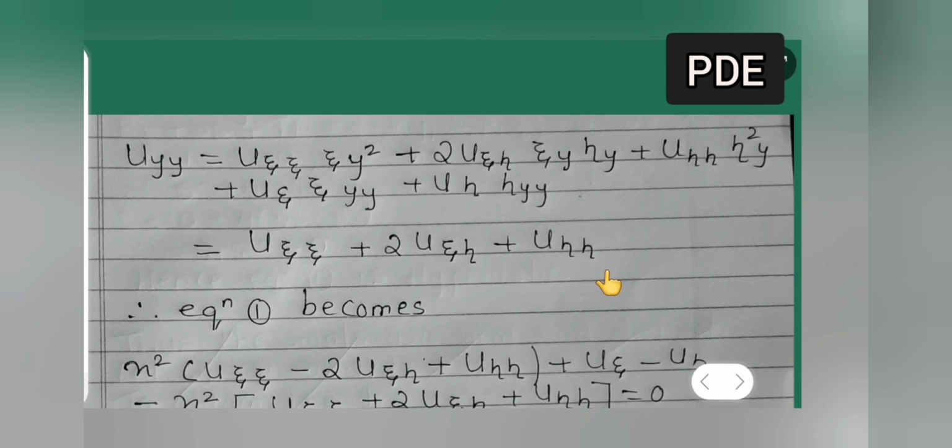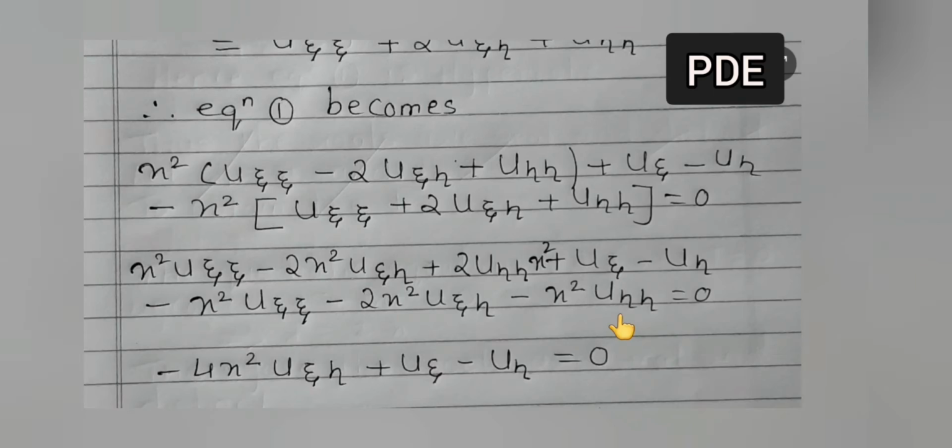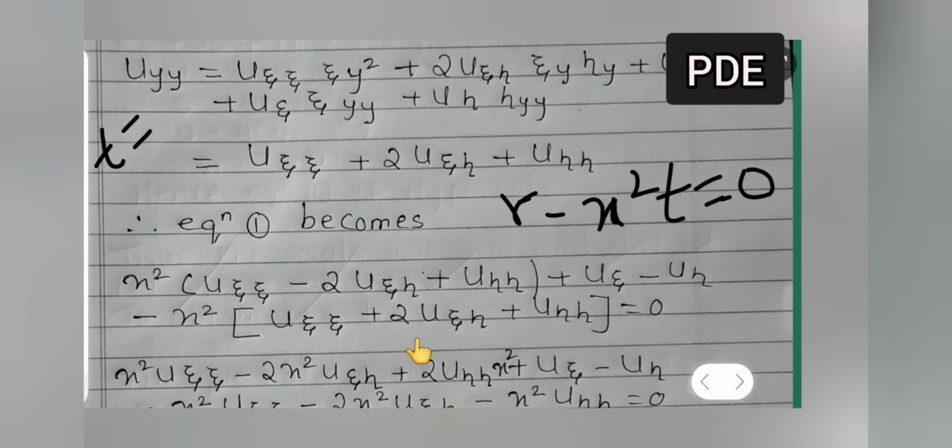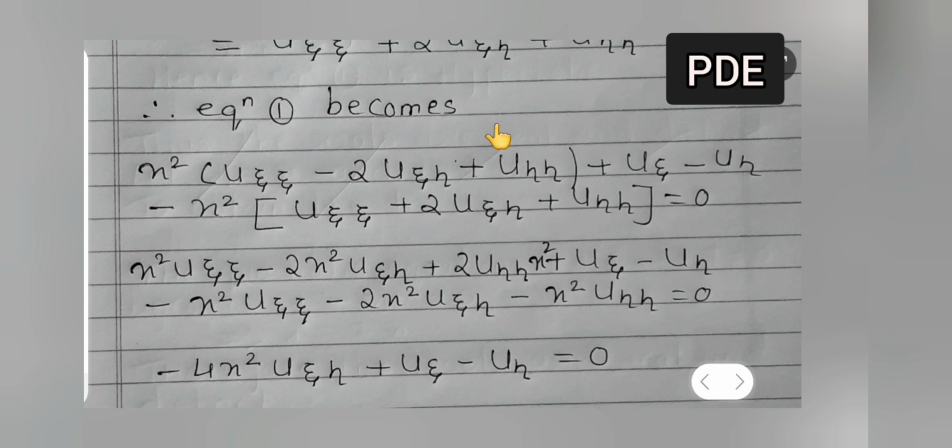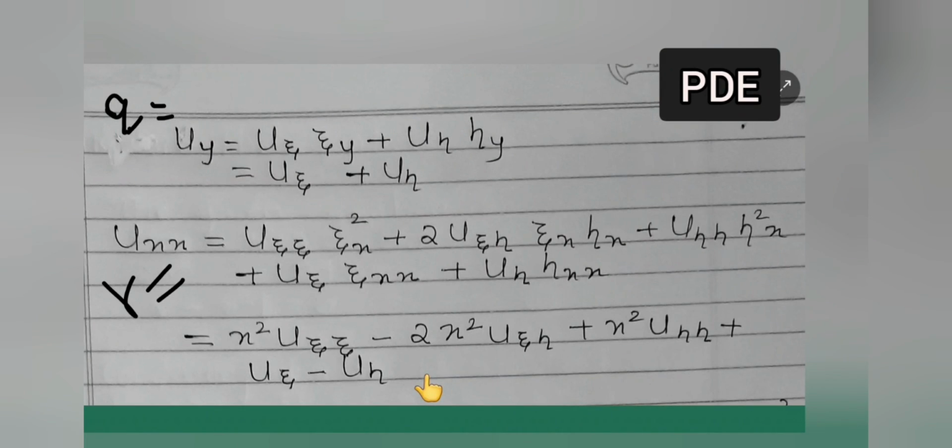Therefore equation 1 will become what? What was equation 1? Equation 1 was nothing but R minus x square t is equal to 0. So you have to substitute all these values over here. So what is R over here? Write this. This is nothing but R.